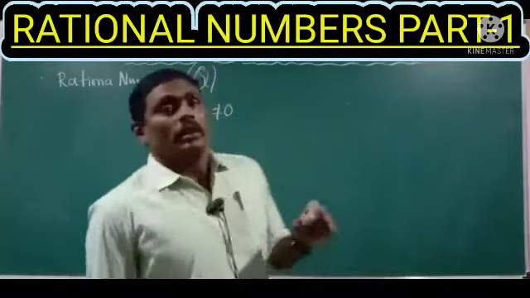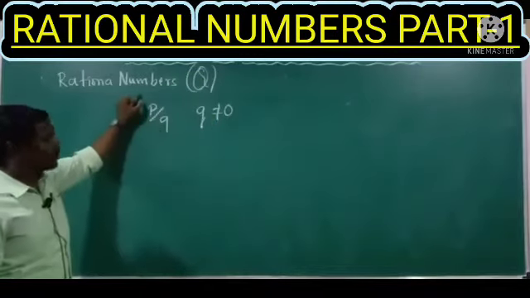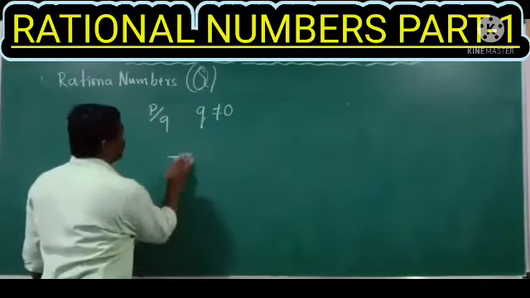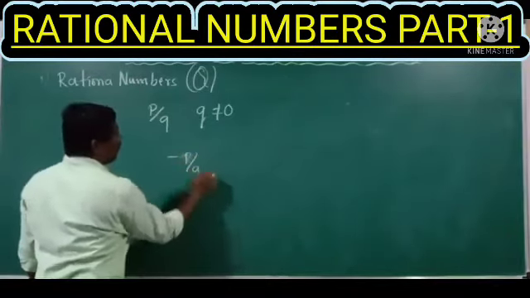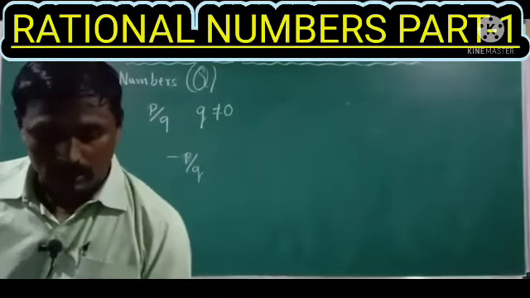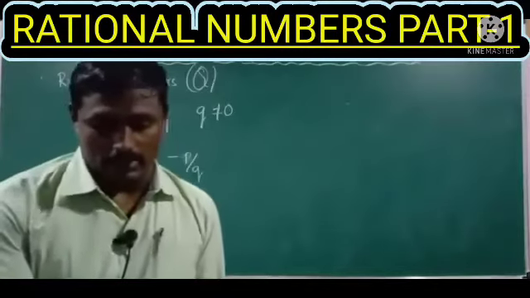Okay, and if I write p by q as a form of the rational number, its negative term is minus p by q. So these are some basic properties of the rational numbers.